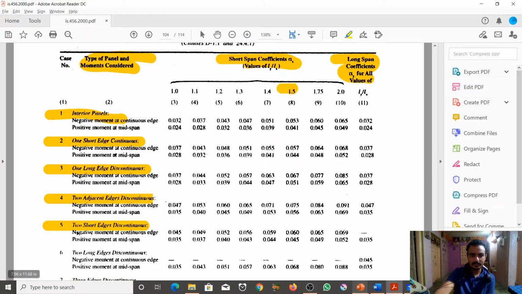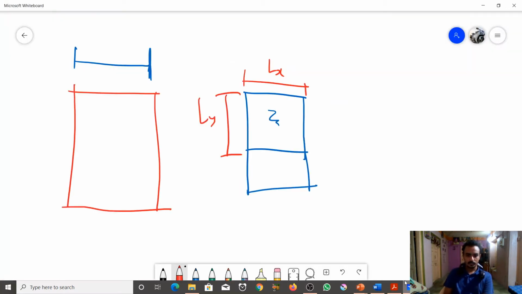So let's check this condition here. Second, one short edge discontinuous: negative moment at a continuous edge and positive moment at mid span, for Ly by Lx of 1.5. We follow that column, and for one short edge discontinuous the negative moment coefficient is 0.057 and the positive moment coefficient is 0.044. So this condition is given. Let's draw some figure for S2.